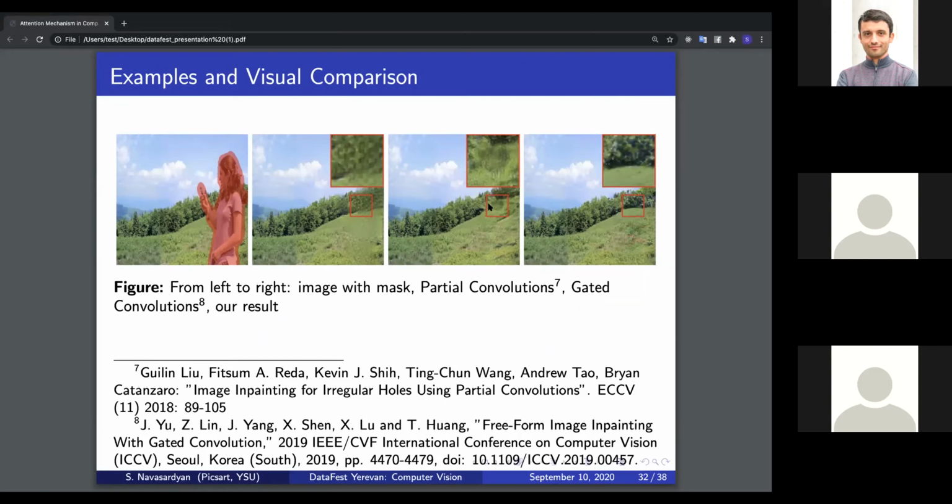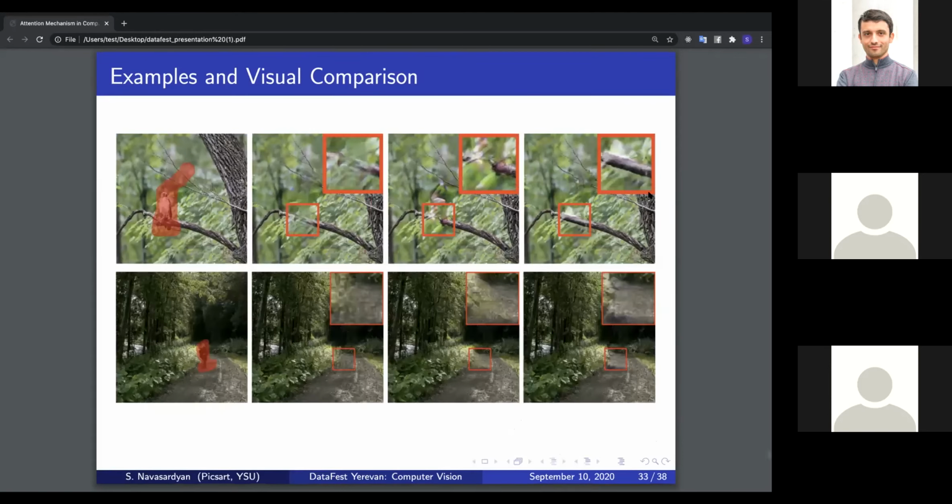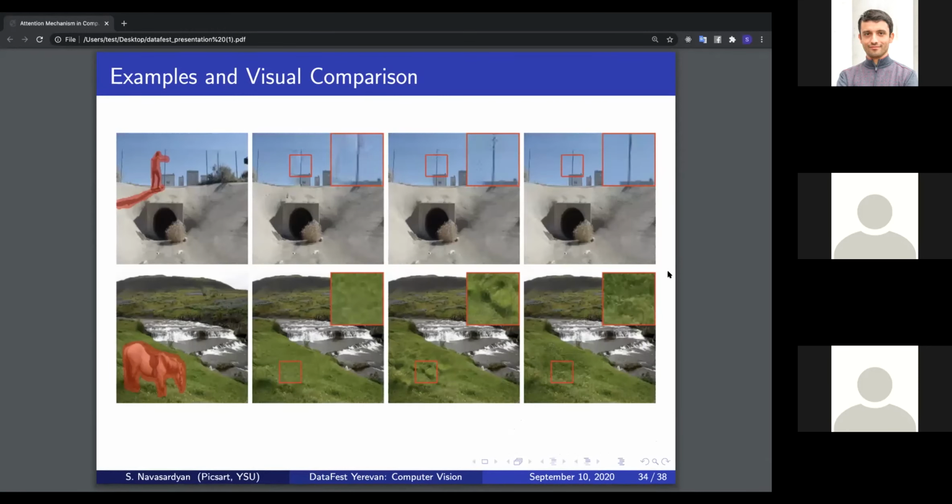Gated convolutions cannot distinguish the parts of trees and grass, and our method can preserve the feature continuities, the structure continuities. Here is the same with structure and pattern, and more examples.